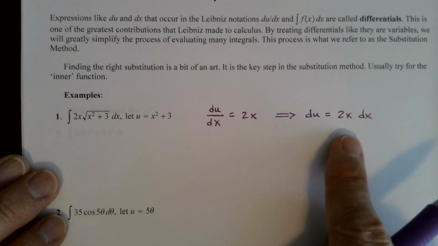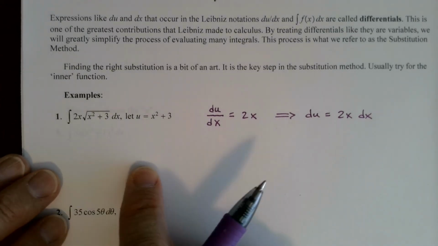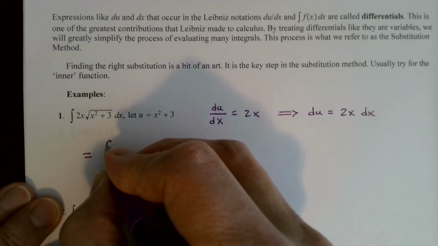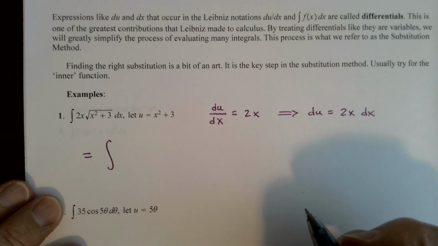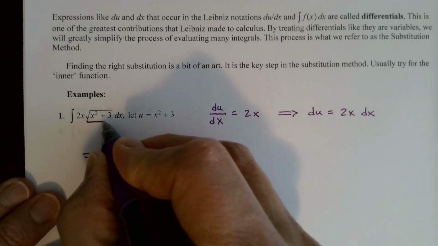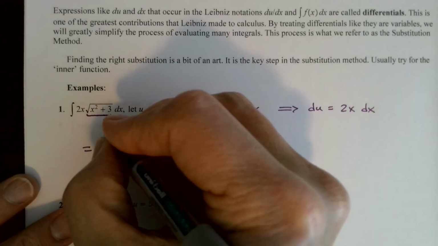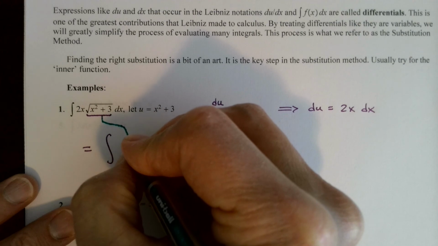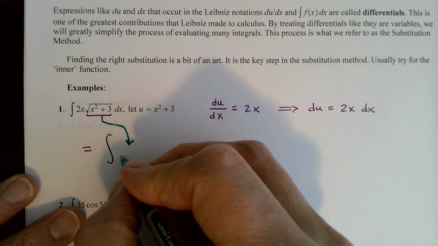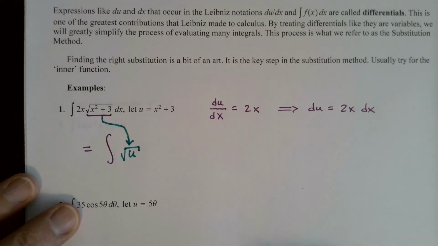So what I'm going to do is substitute everything from x, right, to u. Everything has to be now in terms of u. And so let's do that. First of all, let's take a look at the square root of x squared plus 3. What does that become? Let's do this in green. The square root of x squared plus 3 becomes, well, x squared plus 3 is just u. This becomes the square root of u. Okay, so that takes care of that part.